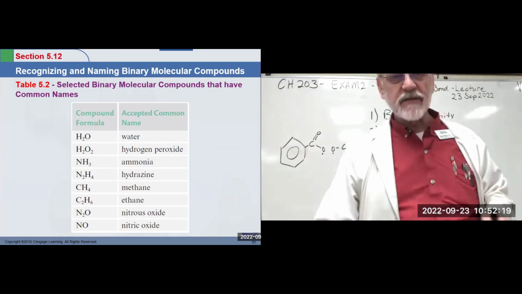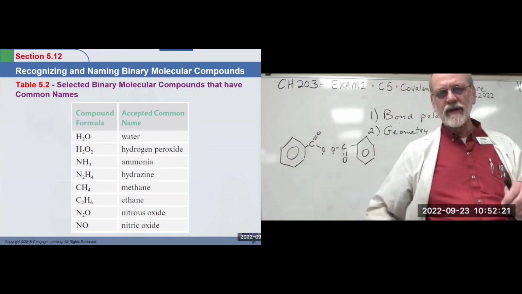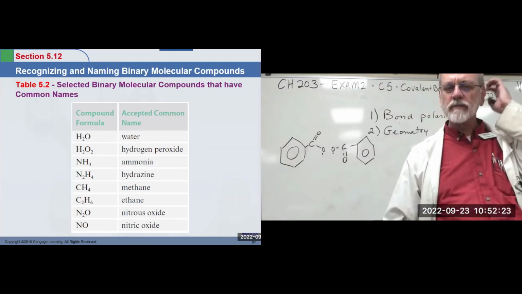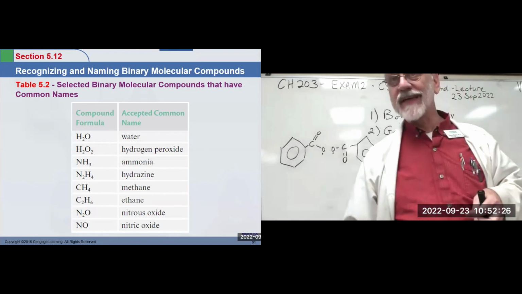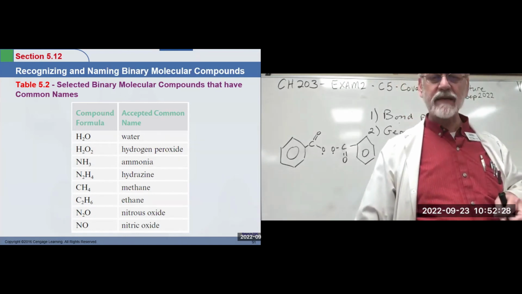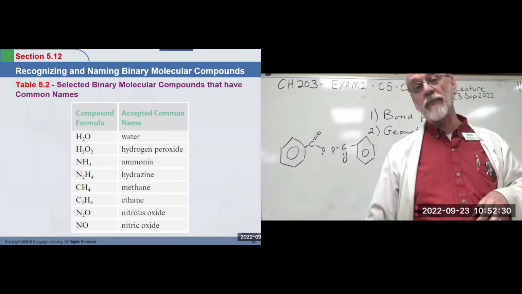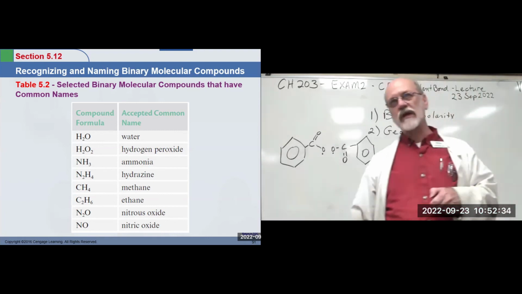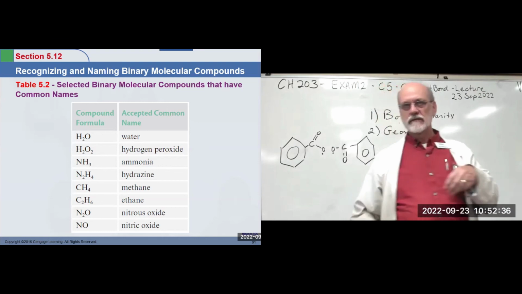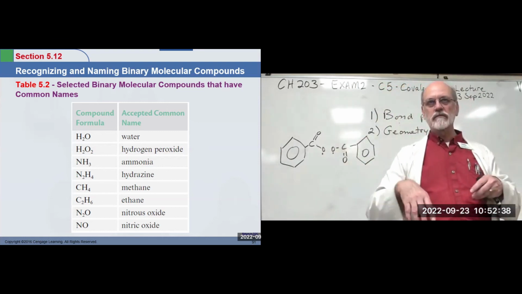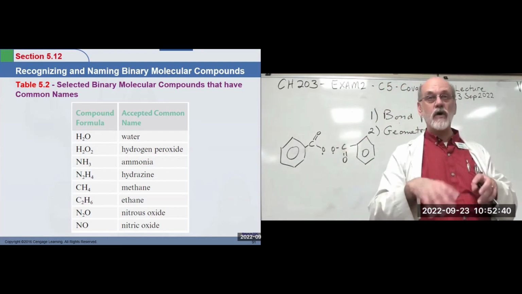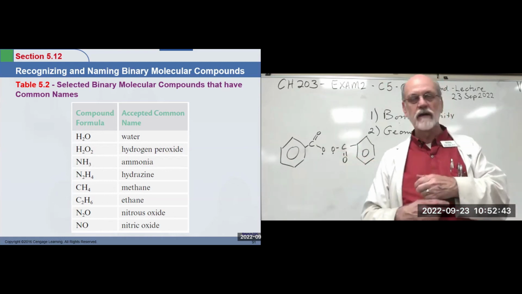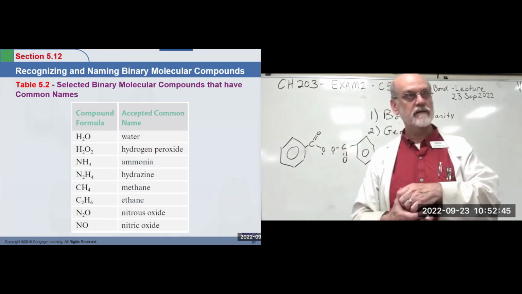But those are peroxides. Ammonia, that's a common name. Hydrazine, N2H4. Methane, ethane, those are actually proper names in organic chemistry. Methane, ethane, propane, butane, pentane. Those are longer and longer hydrocarbons. Okay. Octane, it's in your gas tank.